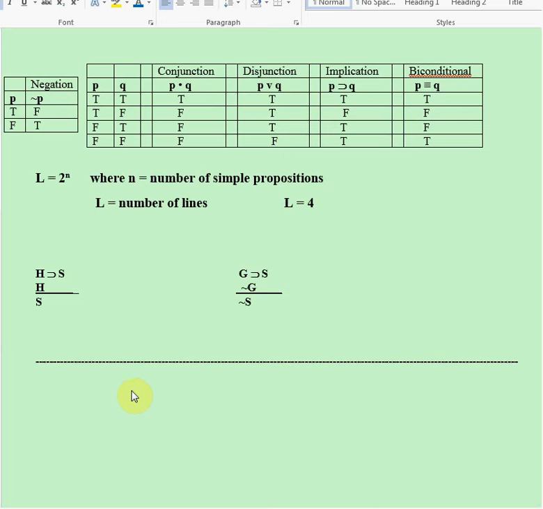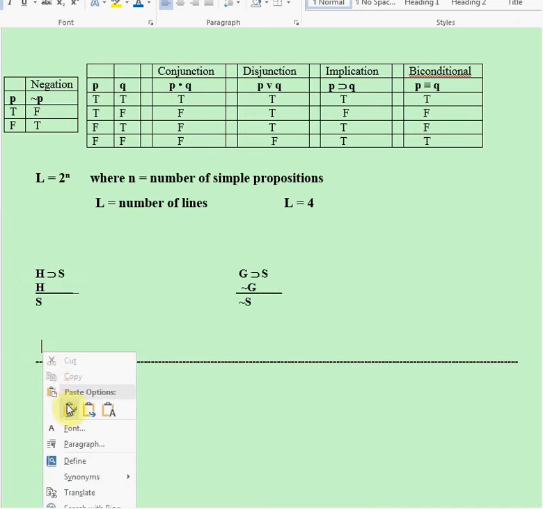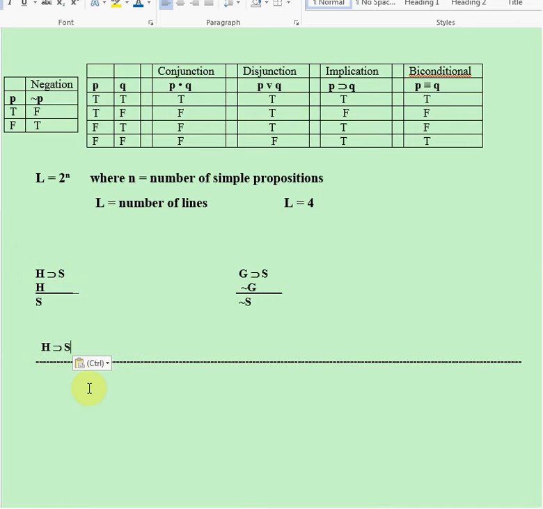What I have here are the two symbolized arguments from part 1 of this video. So remember that we had the if H then S and then H therefore S argument, which was about Maria going to Harvard, and then we have our other argument over here, if G then S, not G therefore S. Remember that that was also an argument that had been symbolized or formalized. So what we're going to do now is take these arguments and build truth tables for them, and then determine whether the arguments are valid or not.